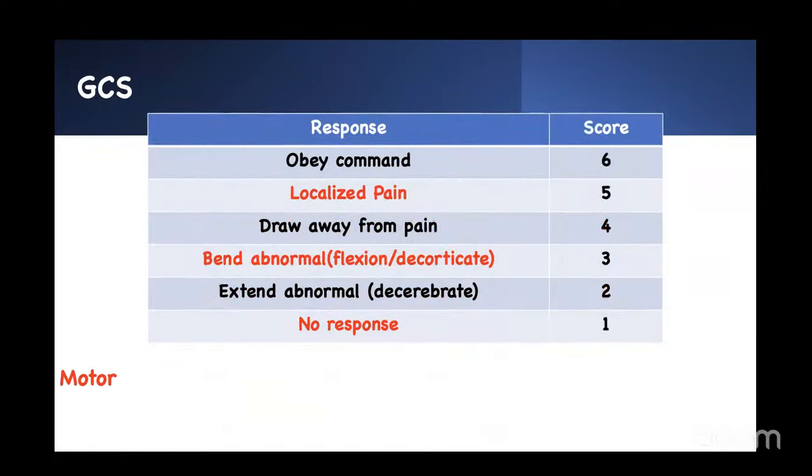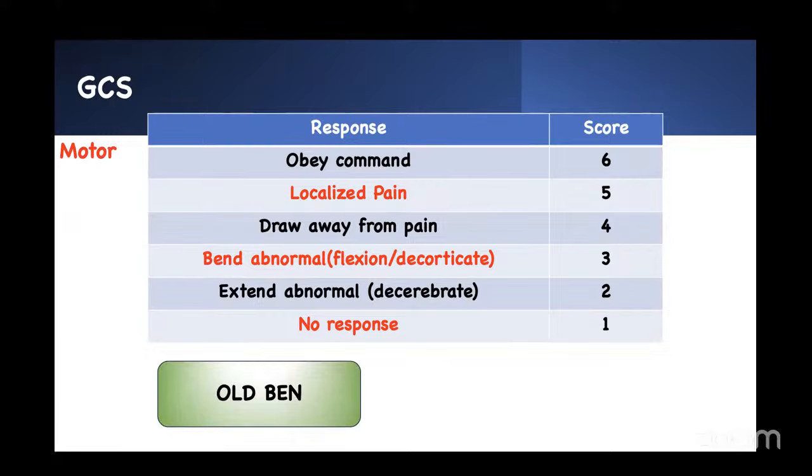The motor function is very straightforward. I use the acronym OLD BEN, and this is it, OLD BEN. But this one is flipped. The first letter is the highest you can get. So O means you obey commands. You get all the way to 6. The L, you localize the pain. And the D, you draw away from the pain.